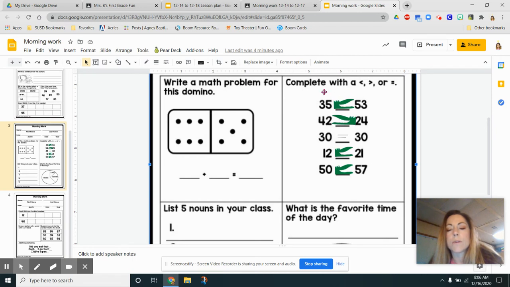So 53 is greater than 35. The alligator mouth faces that way. 42 is greater than 24. 30 and 30, those are the same number, so those are equal to each other, equivalent. 12 is less than 21, so the alligator mouth faces the bigger number, which is 21, of course. And 50 and 57. Same number of tens. They both have 5 tens, but 57 also has 7 ones. So 57 is greater than 50.